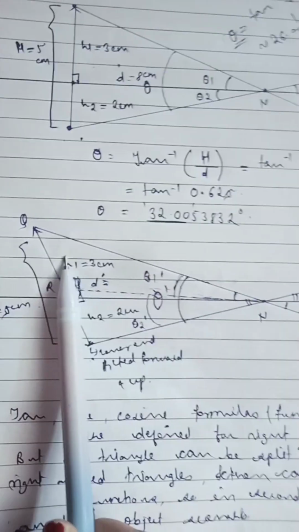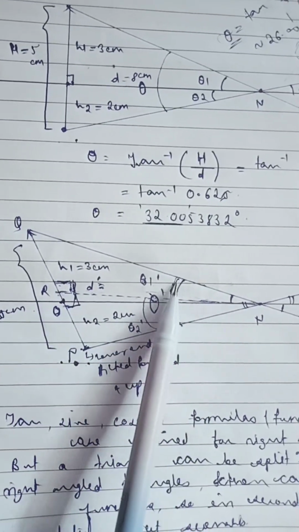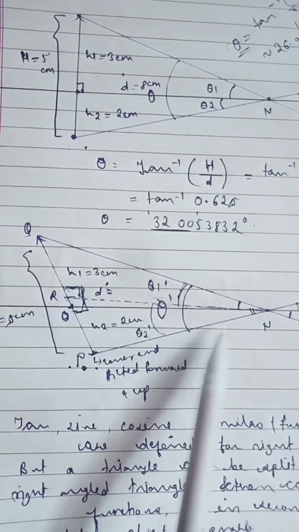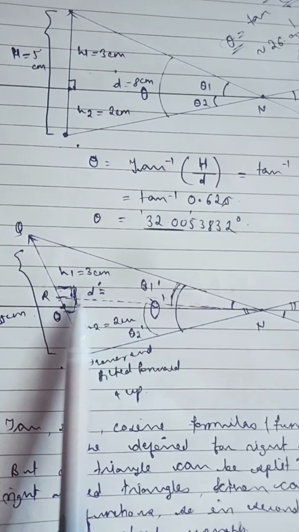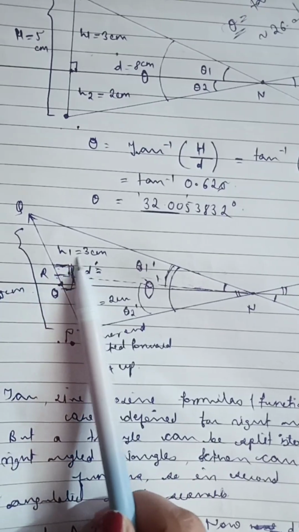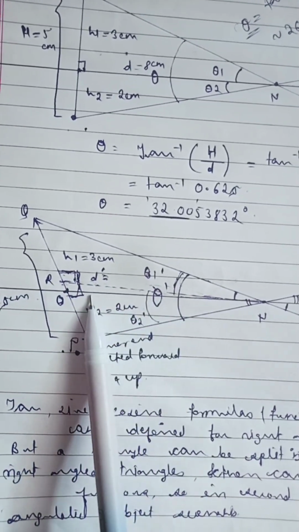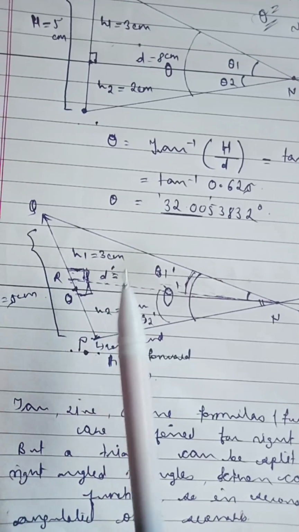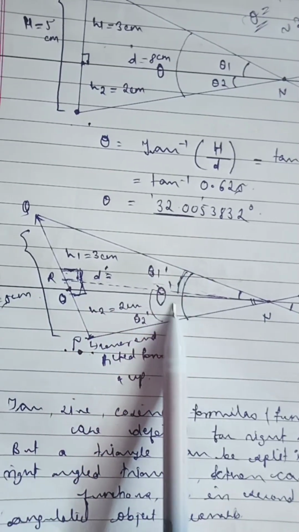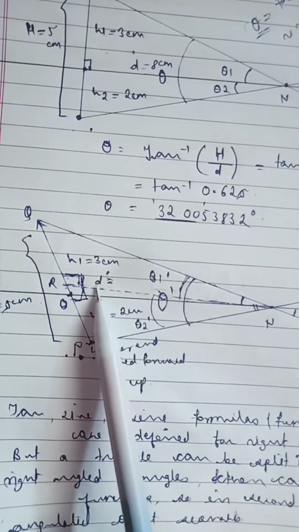But for this kind of triangle, which is not a right angle triangle, we cannot use this tan theta function directly. So we'll have to draw a perpendicular and convert this triangle into two right angle triangles to use the same formula. Like this, tan theta 1 will be h1 upon d dash, and tan theta 2 will be h2 upon d dash, and then tan theta becomes h1 plus h2 by d dash, sorry.